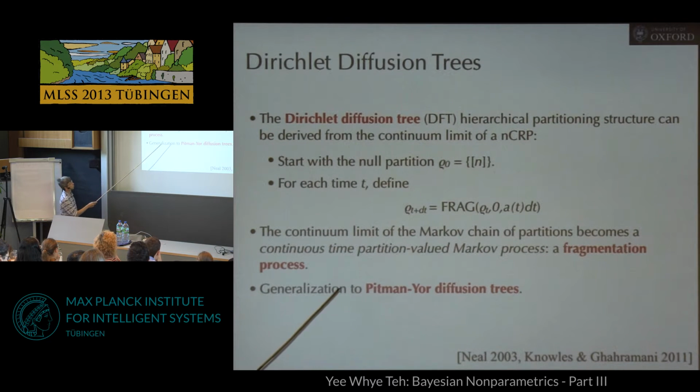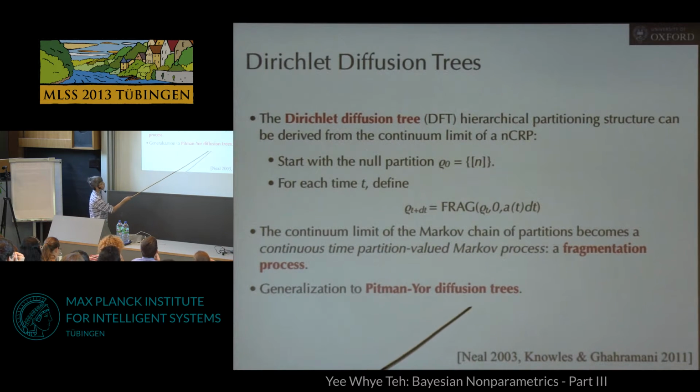where in the nested Chinese restaurant process, we have a Markov chain over partitions, and we're just going to take the continuous time limit, and we're going to get a continuous time partition-valued Markov process, which is this Dirichlet diffusion tree. Okay. There has been a further generalization to Pitman-Yor diffusion trees that Dave Knowles and Zubin proposed 2 years ago. That's related to something else that people in probability have looked at as well, called a Gibbs fragmentation tree.